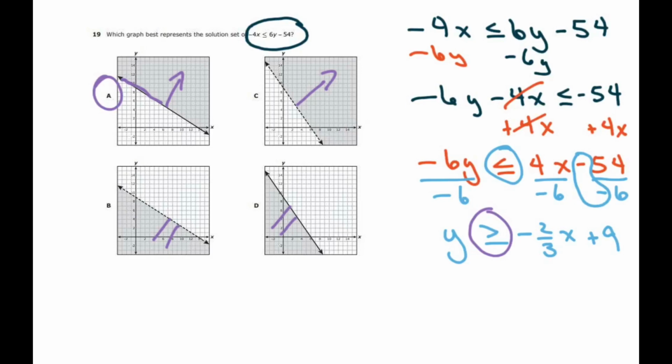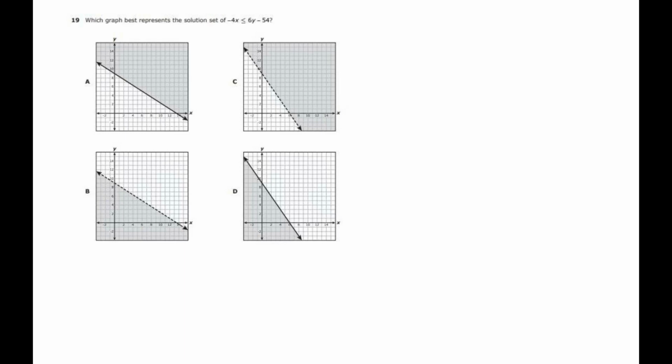I want to go ahead and go through some of these others. Let's just write this equation out. We know the y-intercept is 9 on all of these. It's shaded up, so we know it's y is greater than. Now I'm not putting an equal because it's dashed. And I know my y-intercept is plus 9. So basically I need to find the slope.